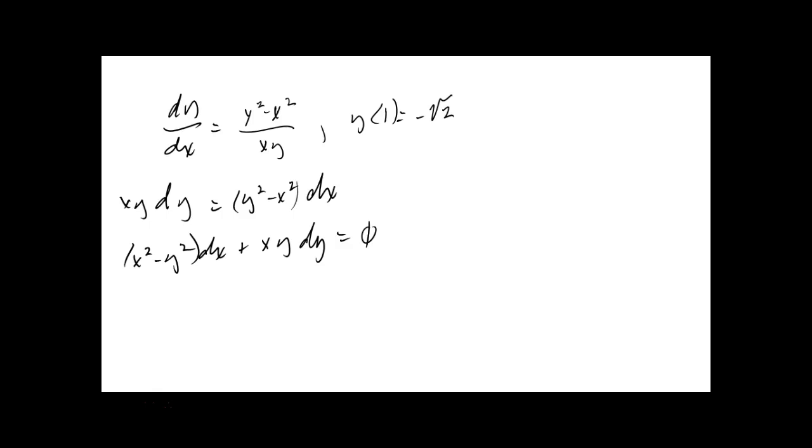Now, what I was getting at is seeing if maybe this is also exact. Well, the partial of this with respect to y is minus 2y, but the partial of this with respect to x is y. So no, it's not exact, but they're not far off, so you might be able to do that substitution to move that along. So that would be one possibility.